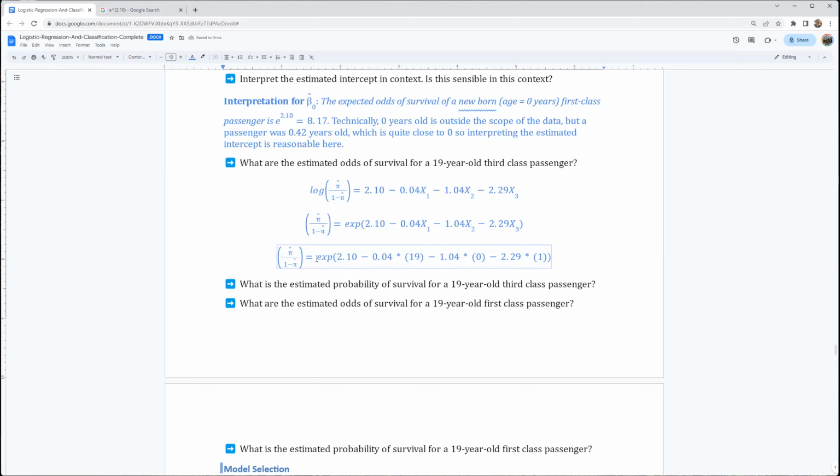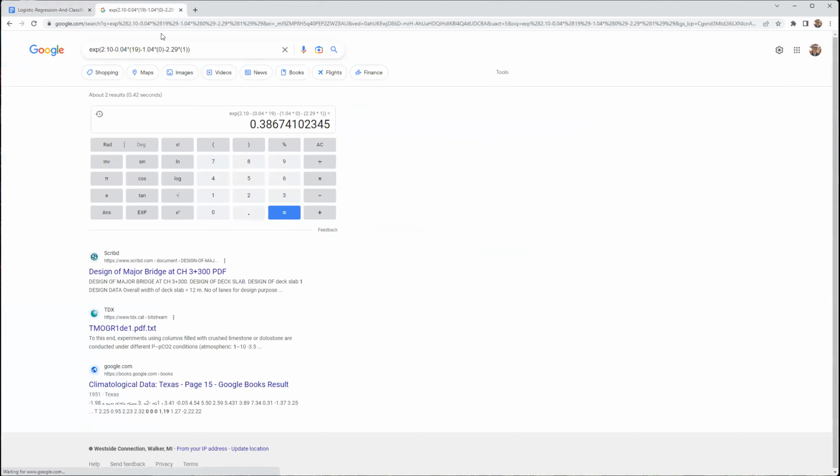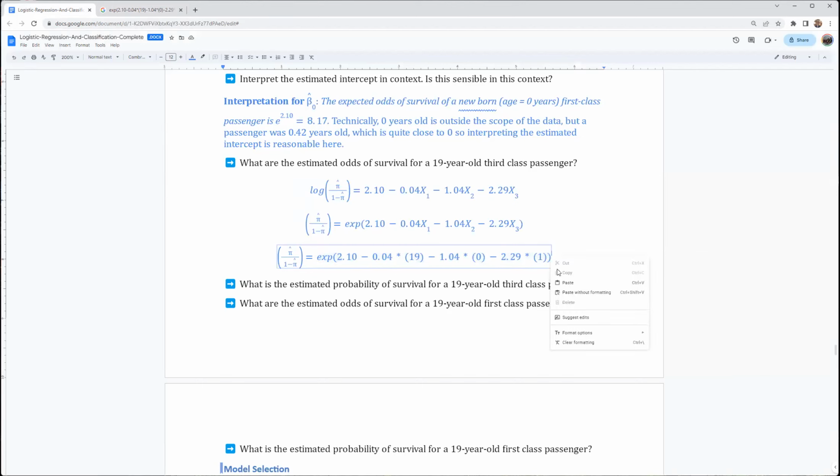And then again, let's try to use Google for this, let's see how it does. Might need to retype it in a special way. It might understand what we mean. Okay, yes, this understands what we mean. So you can also do the exponentiation function like this, the exponential function. Okay, so we get 0.387 if we round, for the odds. So that's the estimated odds of survival of a 19-year-old third-class passenger.